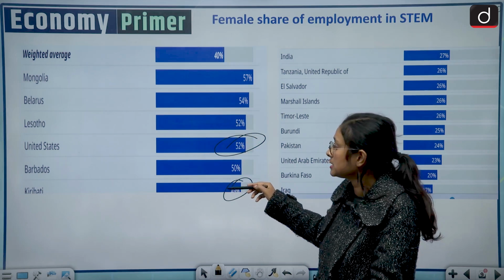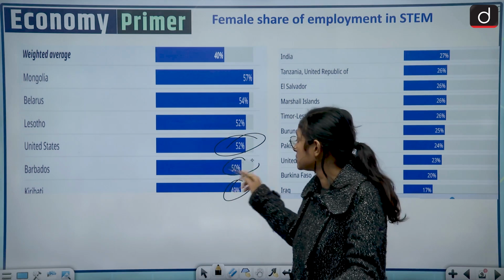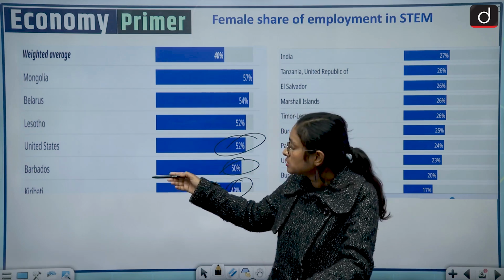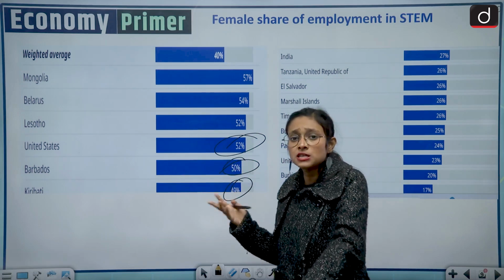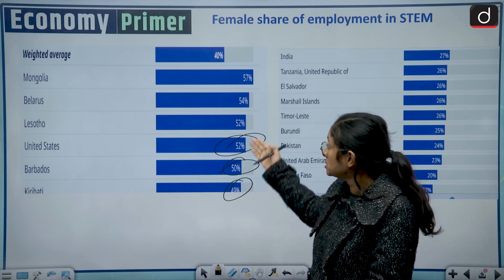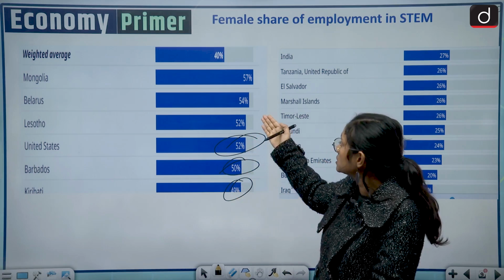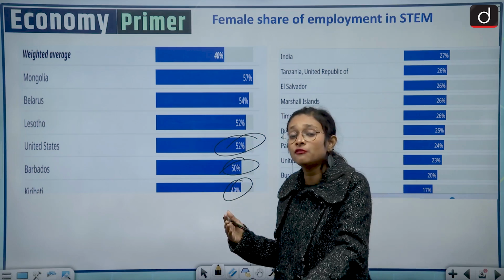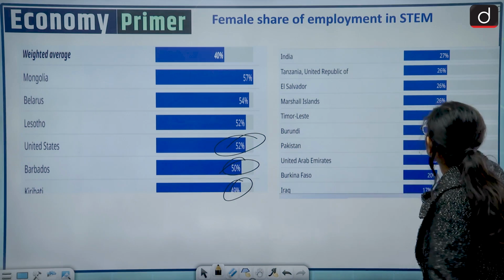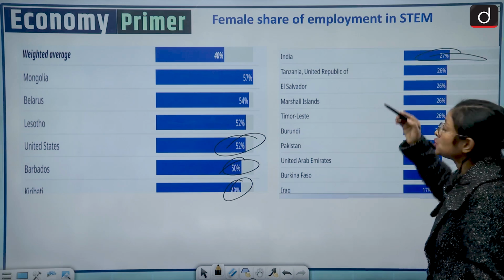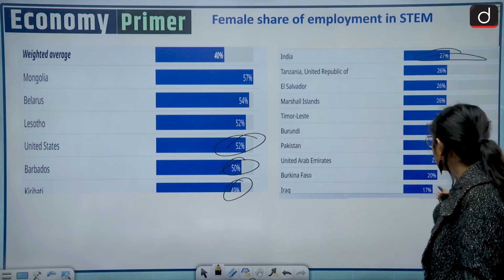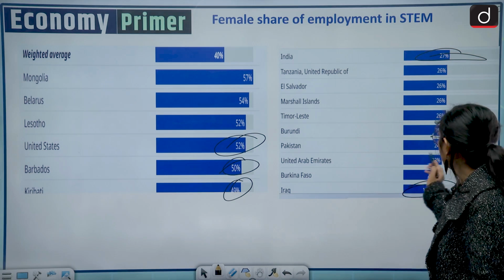What all this data shows is Barbados 50%. The United States is a very developed country, but Barbados, Kiribati and Mongolia are not much developed countries, and still we can see the contribution of women there, 49%, 50%, 54%. So they are showing a very positive trend. Coming to India, women's contribution in STEM is just 27%, which is a very worrisome situation for a country. Iraq 17%, UAE 23%.